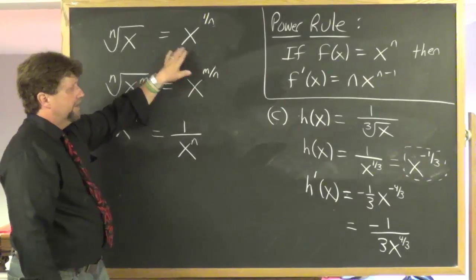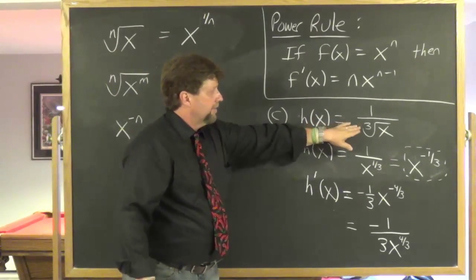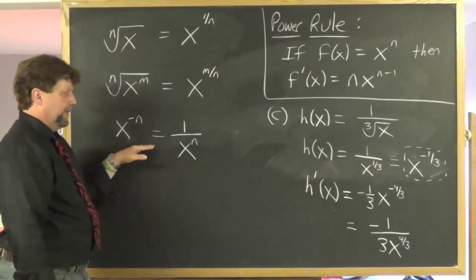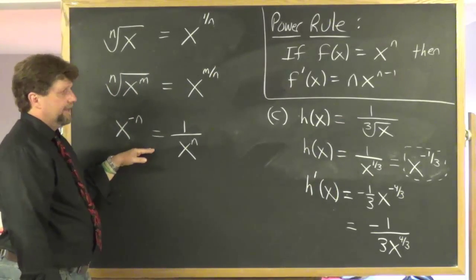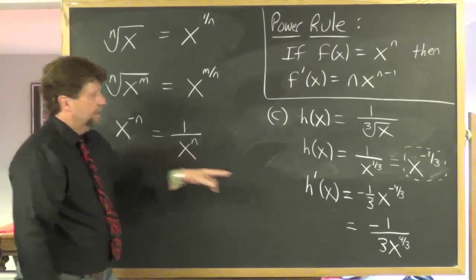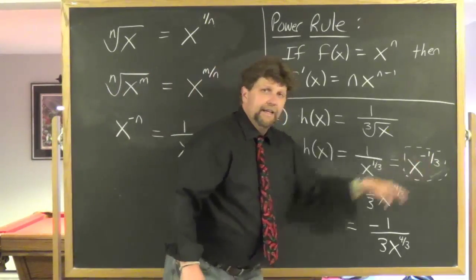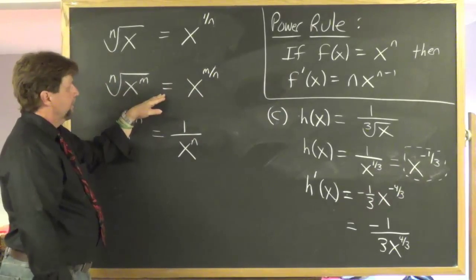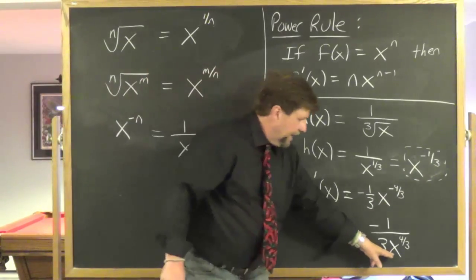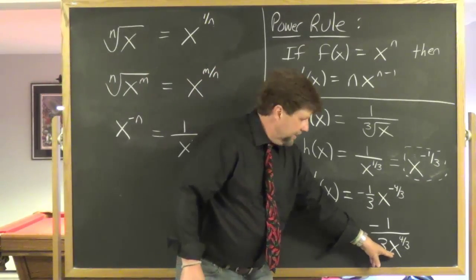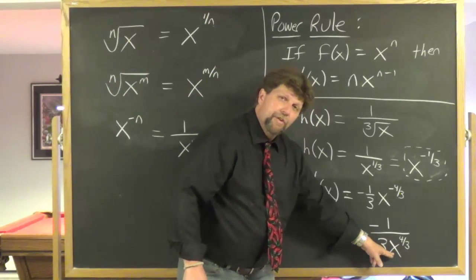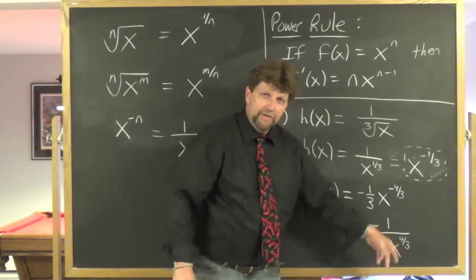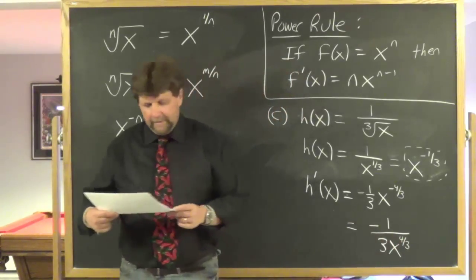I used this one in part C to rewrite cube root of x as x to the 1/3. And then I used this one here to rewrite that 1 over x to the 1/3 as x to the negative 1/3. And if I wanted to, I could use this rule in my answer, my derivative, to rewrite x to the 4/3 as the cube root of x to the 4th. I'm not going to. I'm just going to stop right there.